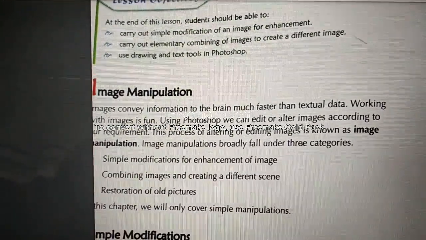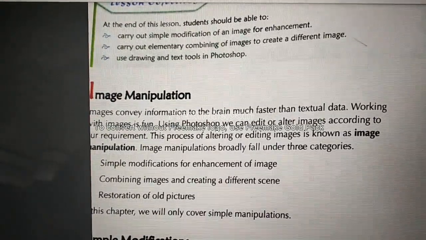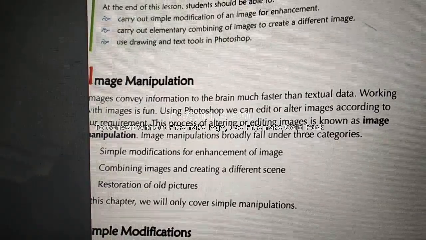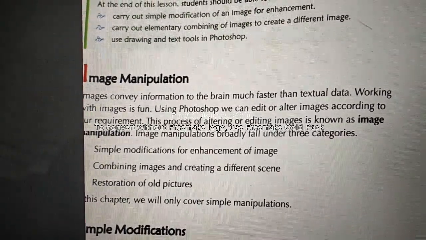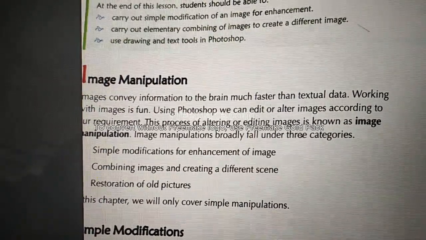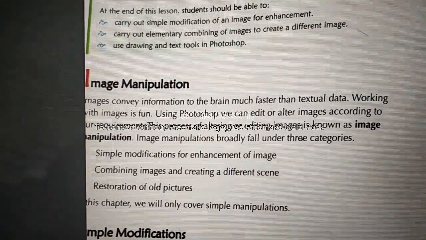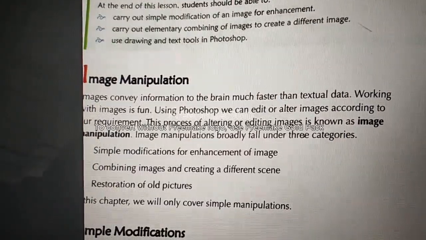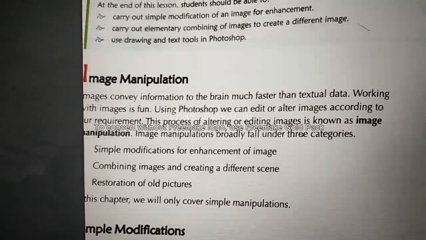Okay. Image manipulation. Introduction to Photoshop. Images convey information to the brain much faster than textual data. That we know very well. See, if we write and learn, we won't learn much. But if we see a movie, all the story will be inside our mind. So that is the difference. Images convey information to the brain much faster than text.